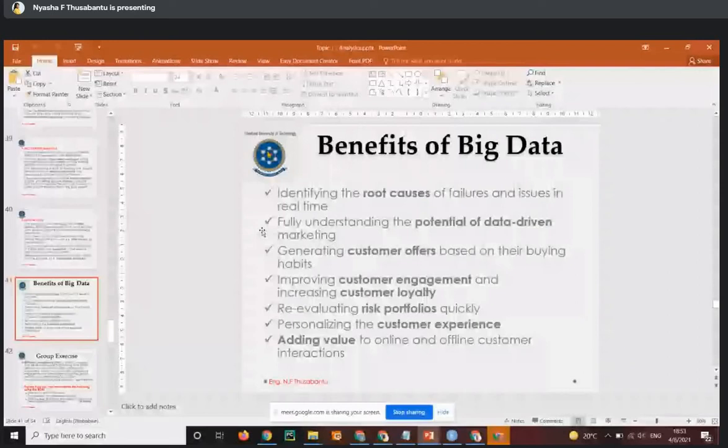Okay, from these transactions, the people who bought this thing actually did A, B, C, D, and this. Then generating customer offers based on their buying habits, improving customer engagement and customer loyalty. If someone is buying a lot, okay, let's give these people bonuses or promotions. Then reevaluating risk portfolios, personalizing the customer experience.